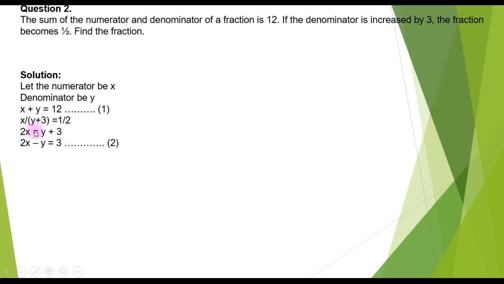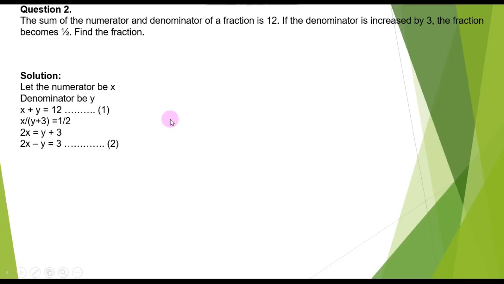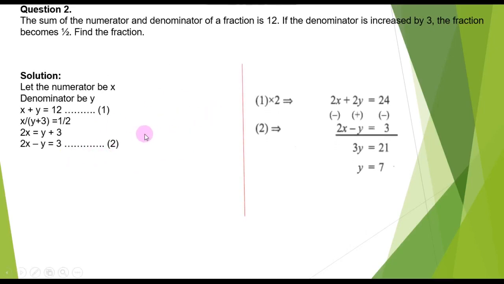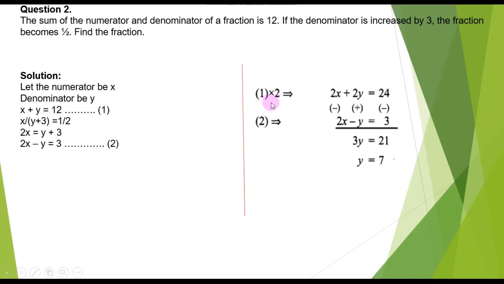Move this y to the left side. So 2x minus y equal to 3. Take this as equation 2. Now take equation 1 and equation 2. Multiply the equation 1 by 2. So 2x plus 2y equal to 24. And take this equation 2 as it is. So 2x minus y equal to 3.